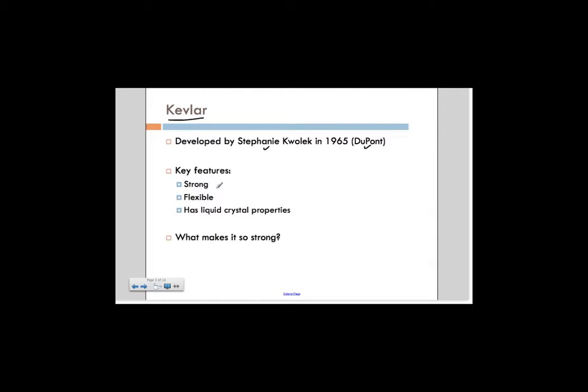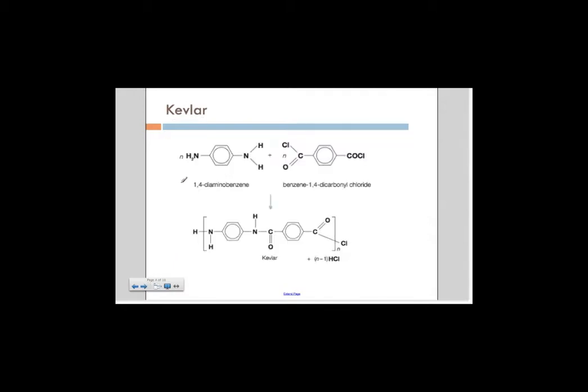The key features that Kevlar has is it's really strong but also flexible. And like I said, we're going to talk about its liquid crystal properties later on. So main uses for Kevlar are things like bulletproof vests, but it's used for any application where you need something that's really, really tough to hold up. So sneakers, you name it, Kevlar has been used in it. So the question is, what makes Kevlar so strong? Why is it 5 times as strong as steel in terms of its ability to resist punctures? Well, let's go ahead and talk about that.